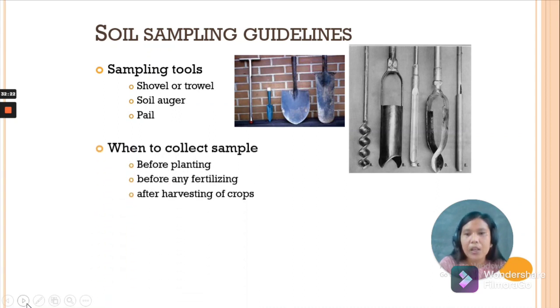Timba. When to collect a soil sample? Before planting, before any fertilizing, and after harvesting of crops. After harvesting because there is already crop removal. The plants take up the fertility of the soil. That is why you can do soil sampling after harvest.